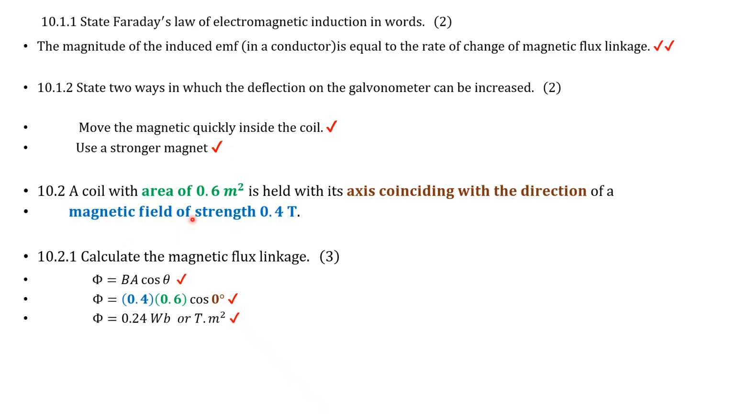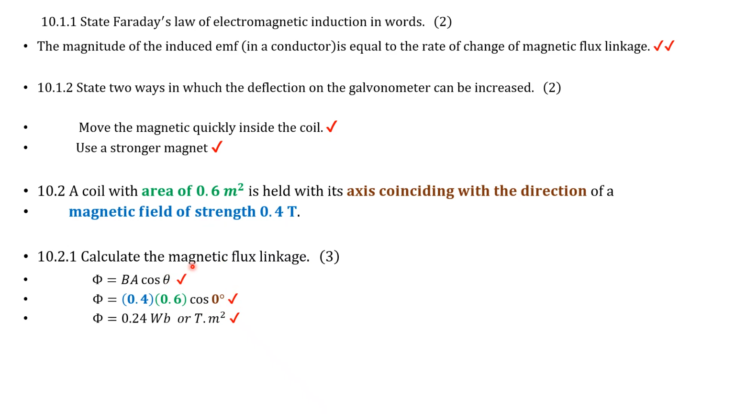Right, now 10.2. A coil with area, so this question must be tested. It's just here we will change it. A coil with area of 0.6 meters squared is held with its axis coinciding with the direction of a magnetic field of strength 0.4 Tesla. Calculate the magnetic flux linkage. So phi equal B, which is my magnetic field strength, A for area, and cos theta, where the angle depends on what we're giving you. So my magnetic field strength is 0.4 Tesla. My area was given as 0.6 meters squared. And the axis is coinciding with the direction of the magnetic field, so therefore cos 0 degrees.